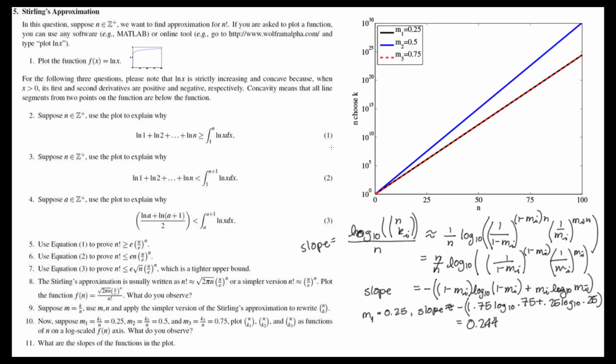And you could have also used, for example, base e to scale your y-axis, in which case all of these log 10 terms would turn to natural logarithms instead. And so for those, the slopes in order are 0.562, 0.693, and 0.562.